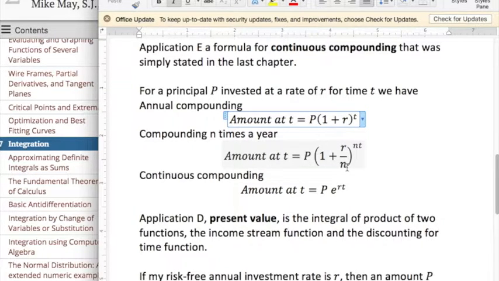If I have my same interest rate, but I'm compounding n times a year, my rate in each period is r over n, but I have n times as many. And so this is compounding n times a year. And if I go to instantaneous, then the mysterious e shows up and it becomes e to the r, where r is the growth rate.